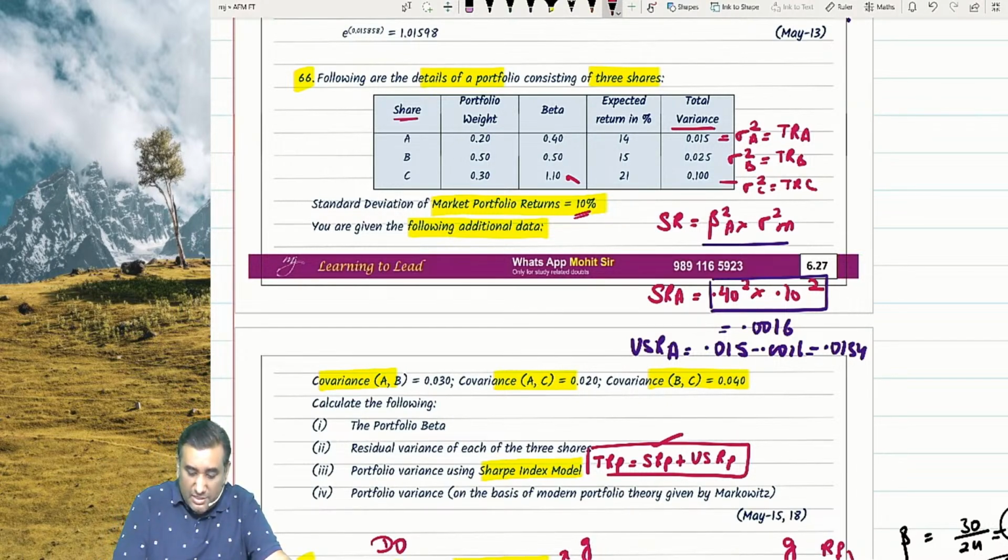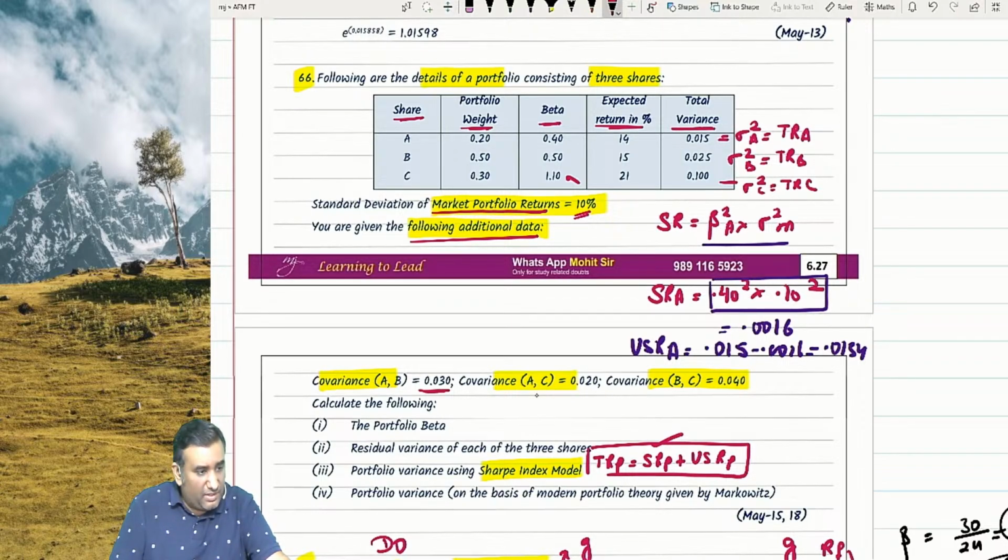So we have a share, portfolio weights, beta, expected return in percentage, and variance in point form. Standard deviation of the market portfolio return is 10. You are given the following data: covariance AB, covariance AC, and covariance BC. Calculate portfolio beta. Let us do it verbally.